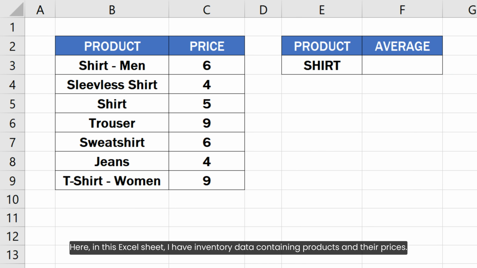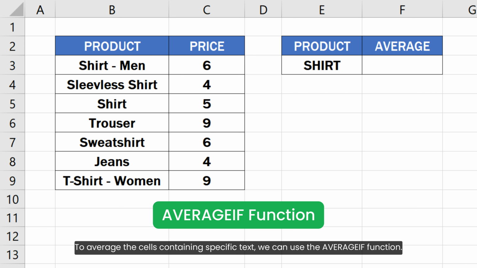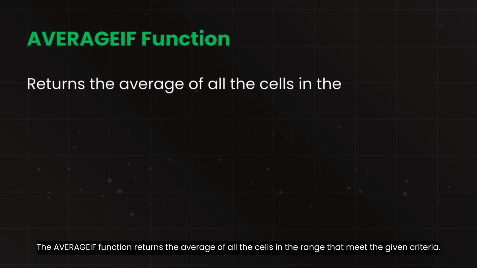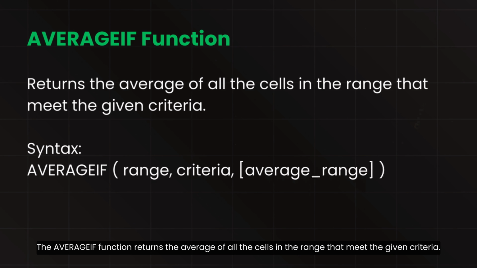Here in this Excel sheet, I have inventory data containing products and their prices. Now I want to average the price of the products containing the text shirt. To average the cells containing specific text, we can use the AVERAGEIF function. The AVERAGEIF function returns the average of all the cells in the range that meet the given criteria.